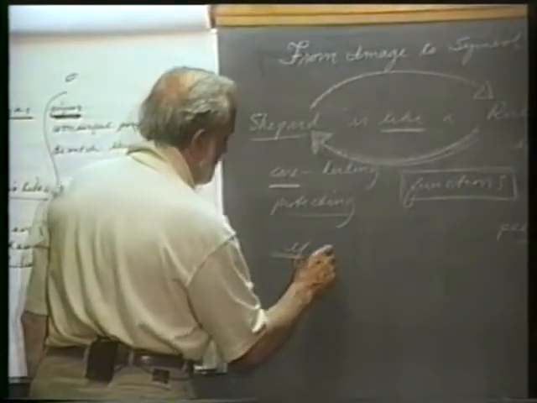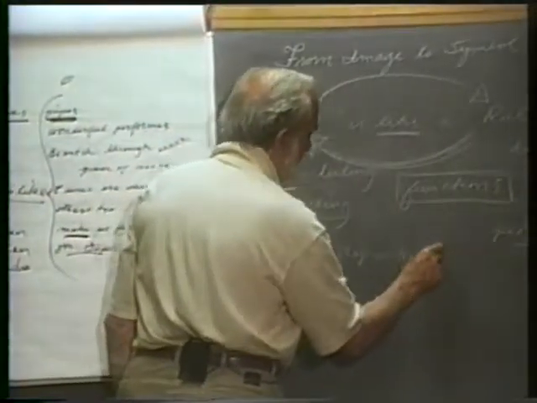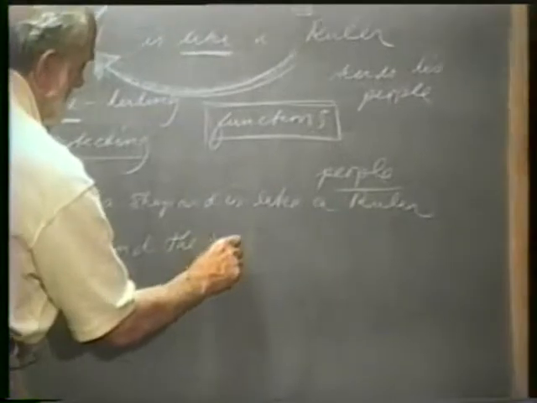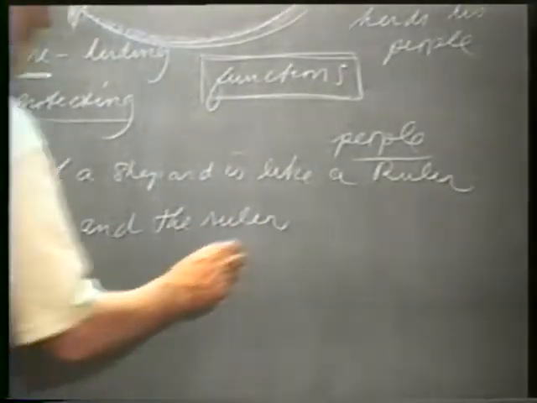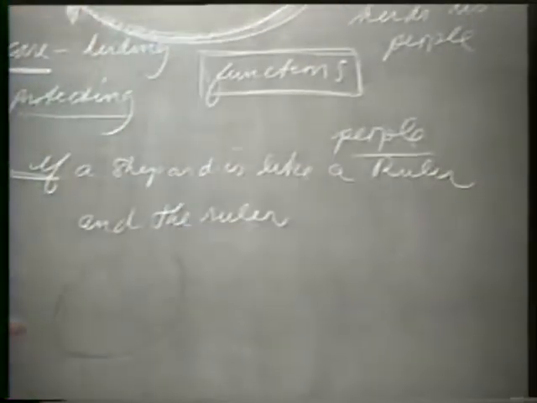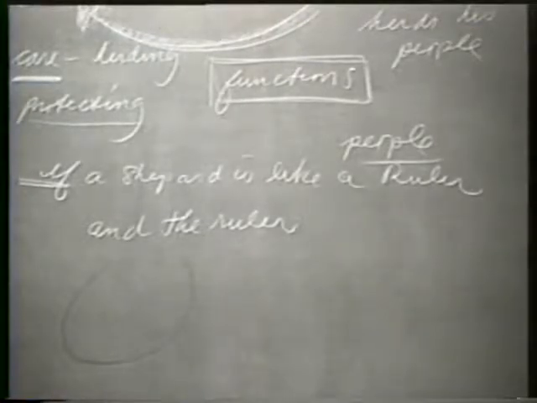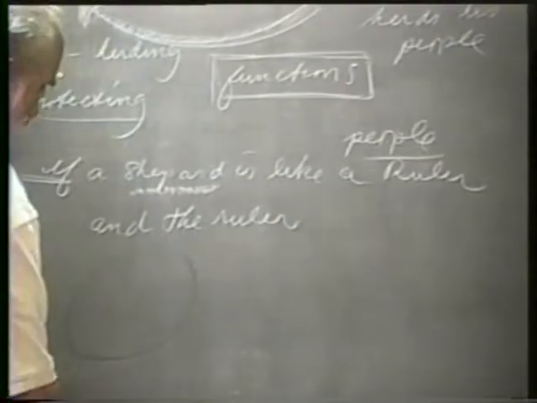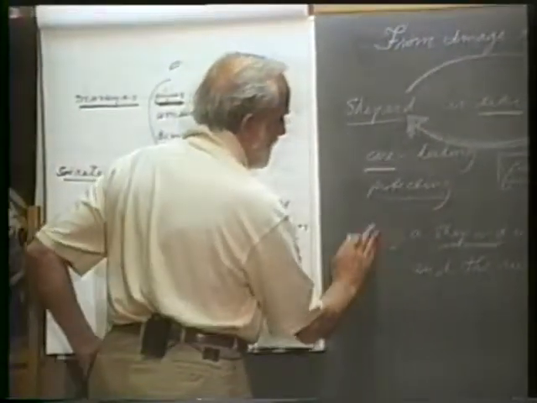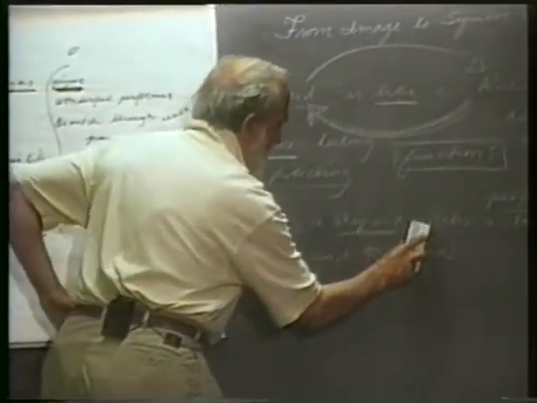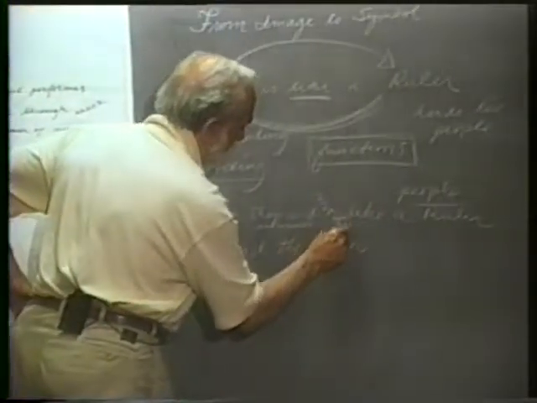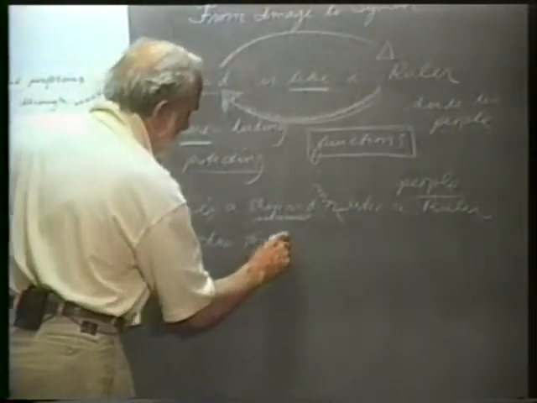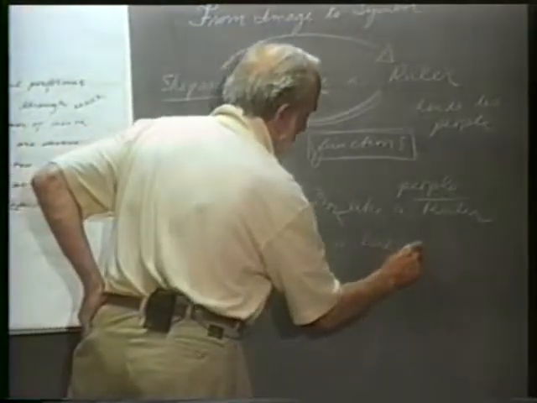We can always try it with the word if. If a shepherd is like a ruler, and the ruler in some sense has sovereignty over the ruled, over a land, a shepherd in some sense has something like that. But let me ask this question, all right? Is a shepherd more like a ruler than the ruler is like a shepherd?